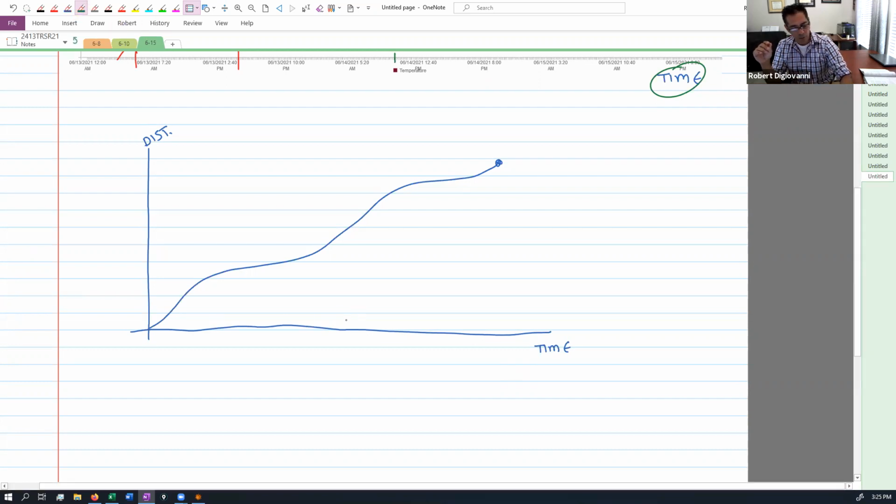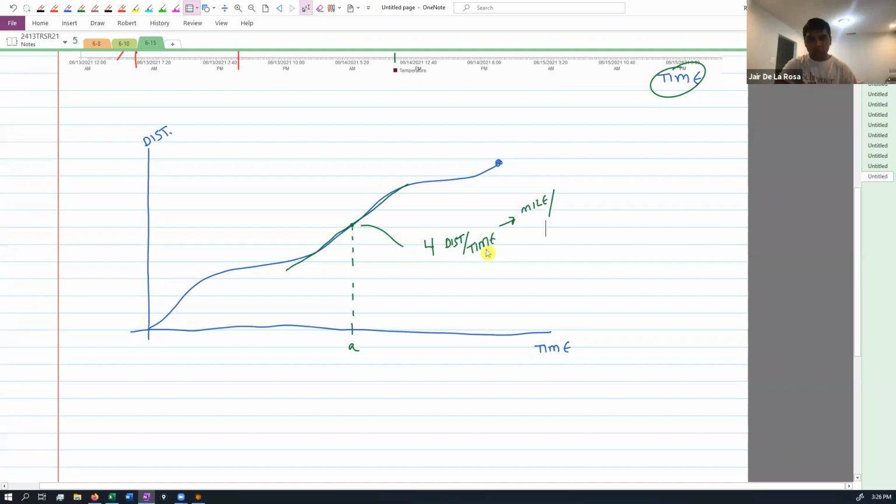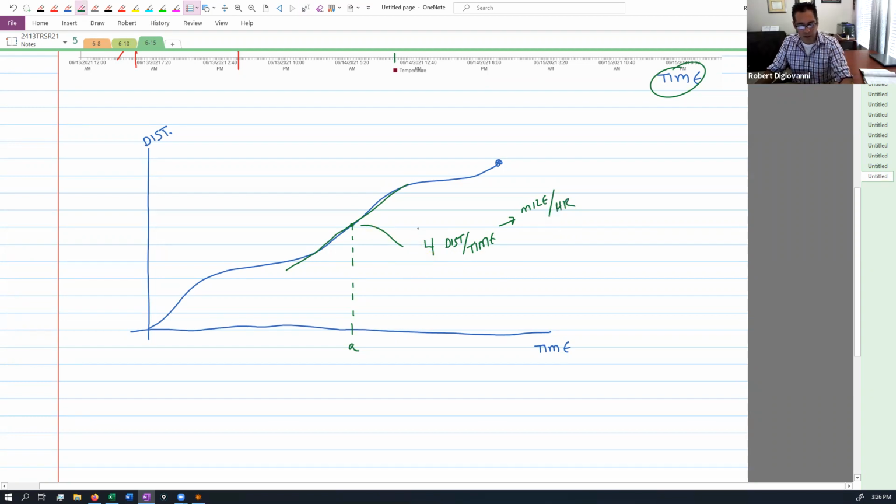So if you go to any particular point, A, whatever it is, go here and find the slope of the tangent line. That slope will represent your instantaneous, what? In this case, I'm going to make this number up. Let's say that was a 4. It would be the distance over time. How do we usually measure distance when we're talking about driving? Miles. And then how do we measure time when we're driving in the car? Miles per hour, right? Something like that. So the slope of the tangent line would give you instantaneous speed at that point.